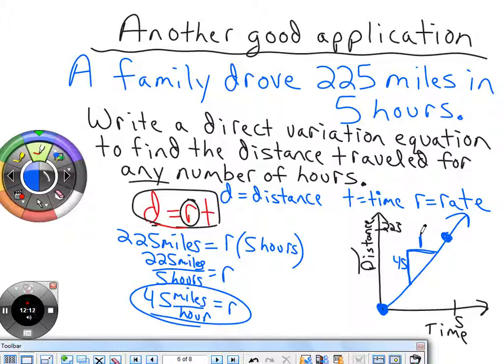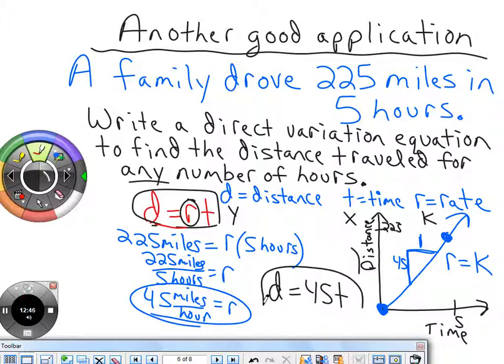It's also the k, if you will, the constant of variation. In this case, the rate equals the k. So if we were going to write this really generally, the d is kind of like your y, and the time is like your x, and the rate is like your k. So we could write this with the d and the t in there. We'd say d equals, and since we know the k is 45, d equals 45t. This would be a way to write it, kind of like your y equals kx.